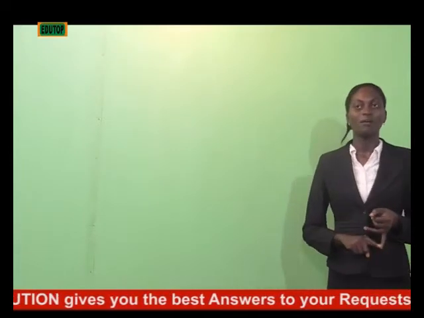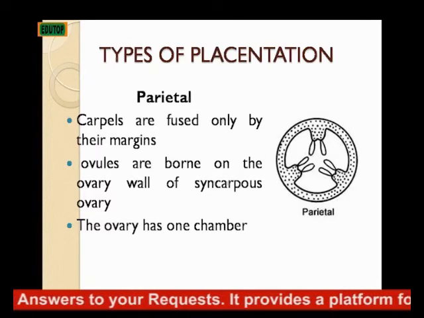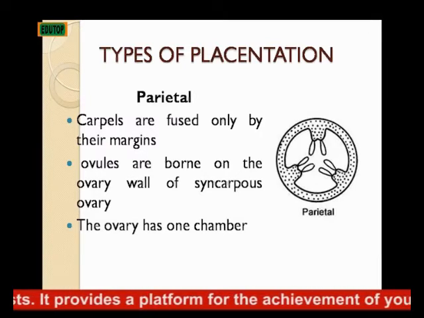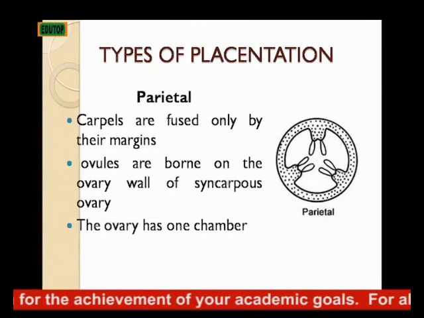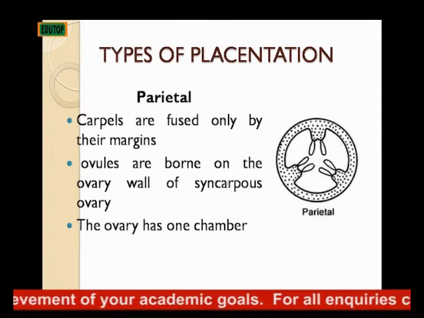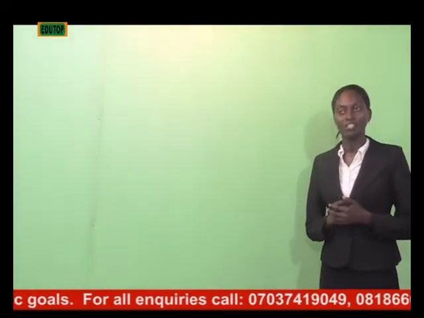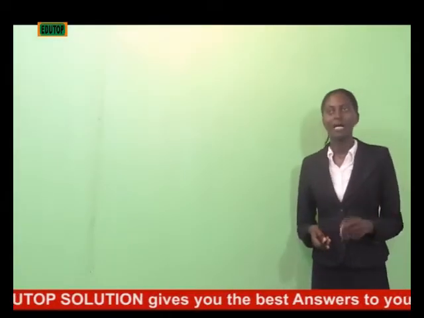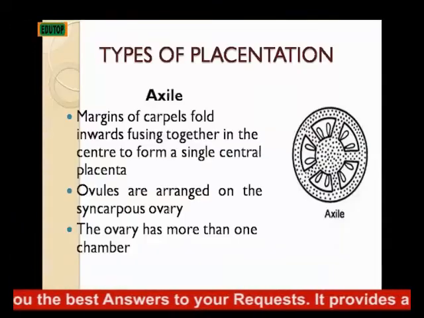Then the second type of placentation we have is parietal, and in this case the carpels are fused only by their margins. Then the ovules are borne on the ovary walls of the syncarpous ovary. The ovary has one chamber, and an example of a plant that has the parietal placentation is pawpaw. So when you dissect pawpaw, you see this kind of placentation in it. It's called parietal.